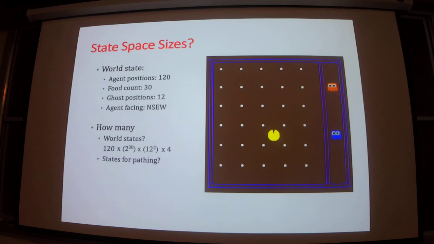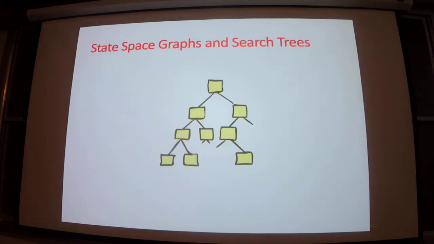So what are the states required for pathing, though? That's just 120, right? What about for eating all the dots? We don't really need to care about where the ghosts are, in this specific abstraction. And we don't really need to care about which direction Pac-Man is facing. So the point is that if you're smart about how you are representing your search space, you can prune this very, very large world space down into a much more reasonable number.